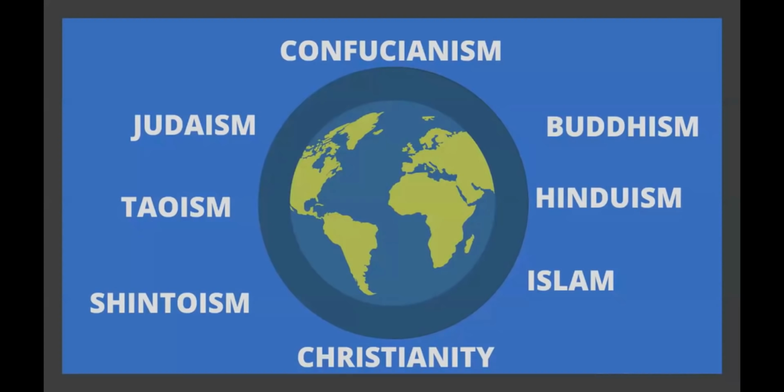So, in our modern society, we have major religions worldwide. We have Christianity, Islam, Hinduism, Buddhism, Confucianism, Judaism, Taoism, and Shintoism.